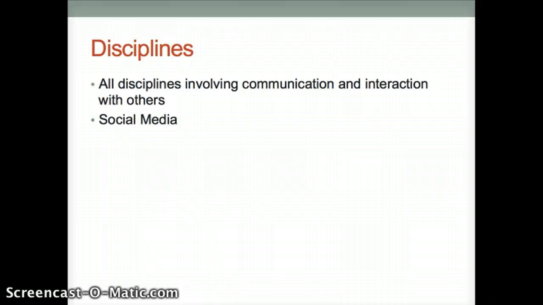The expectancy violations theory can be used in many different disciplines due to its ability to explain human responses in various situations. Any discipline that involves communicating and interacting with others can utilize this expectancy violations theory. Social media is one that I associate most to the EVT, and it is my first example.